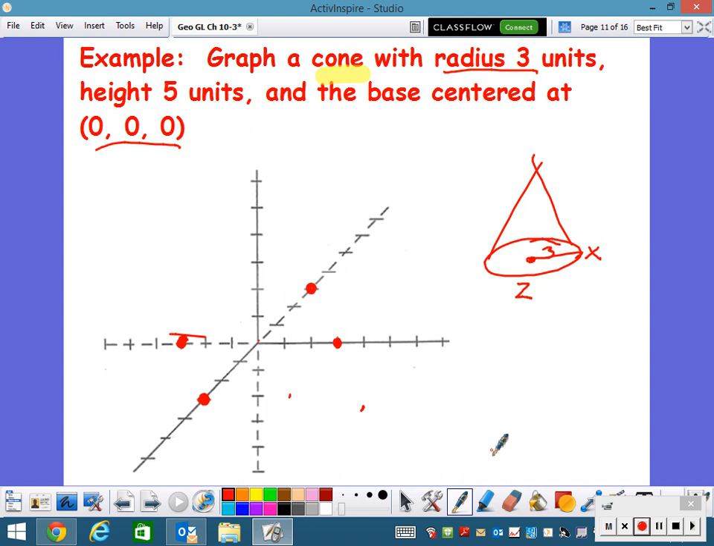Is anybody lost? Because that's for the height. We're just doing the bottom right now. We're just doing the base of the cone, this little circle down here, and it just goes left and right and towards you and away from you. Okay, so connect those dots to make the circle.